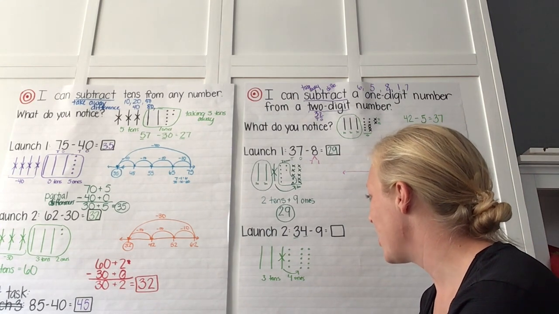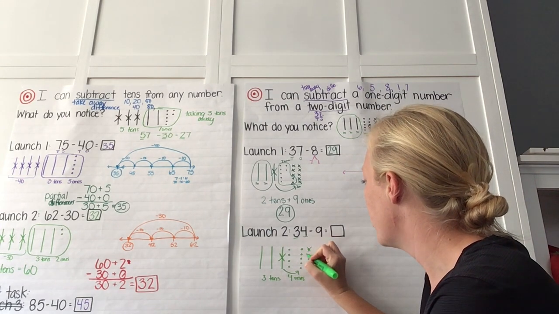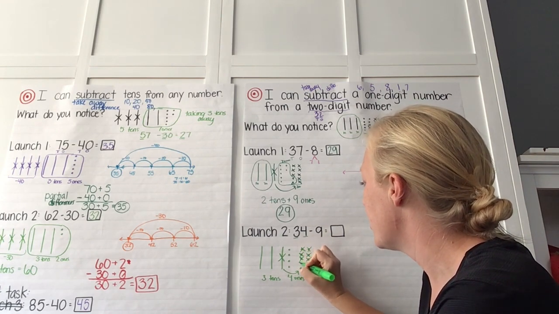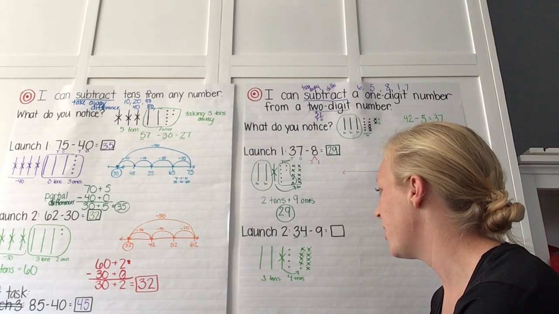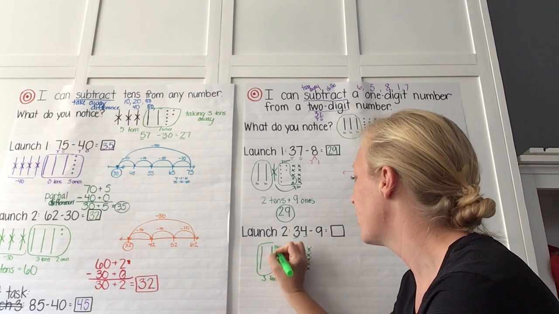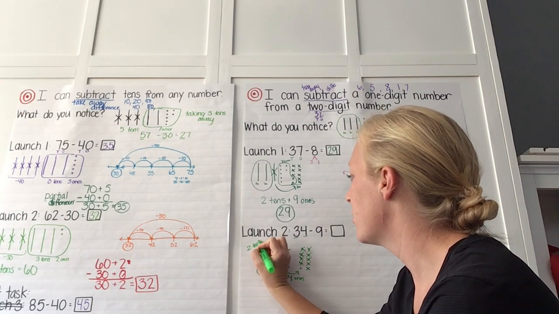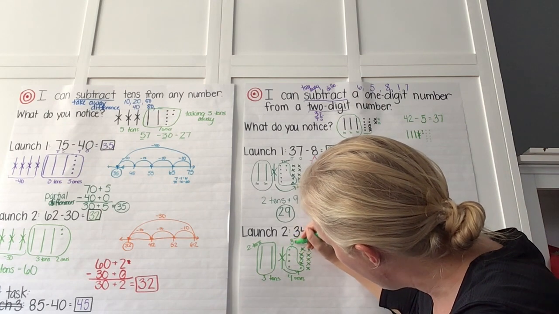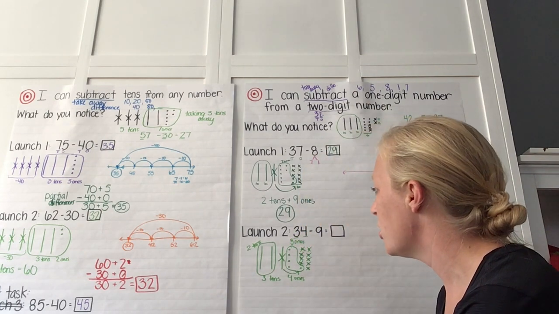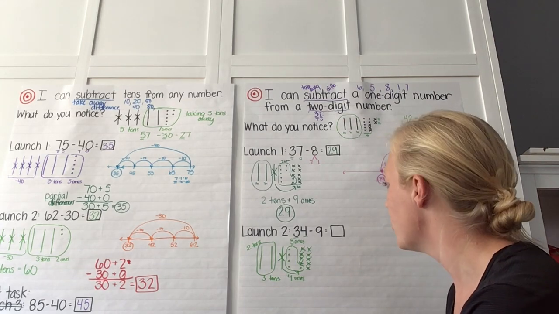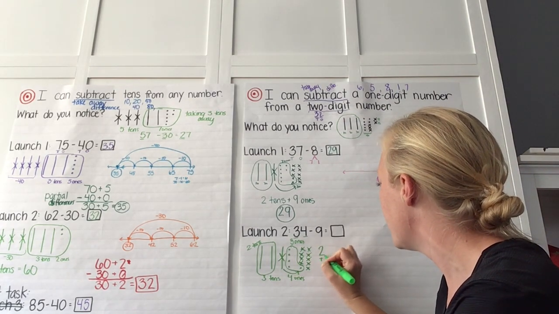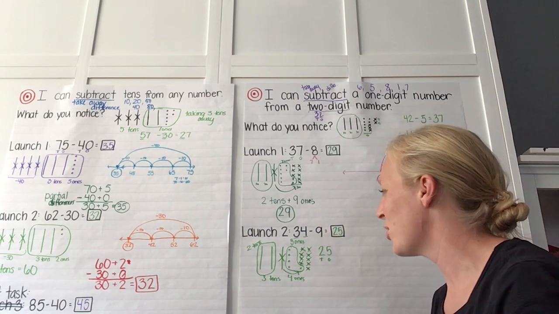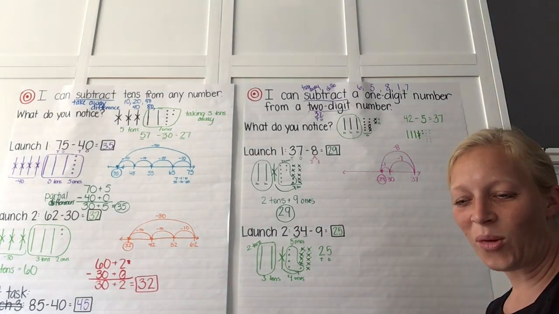All right, so how are we going to take away that 9? 1, 2, 3, 4, 5, 6, 7, 8, 9. And what did you see that you had left? 2 10s, 5 1s. And what does 2 10s and 5 1s make? 2 10s, 5 1s makes the number 25.